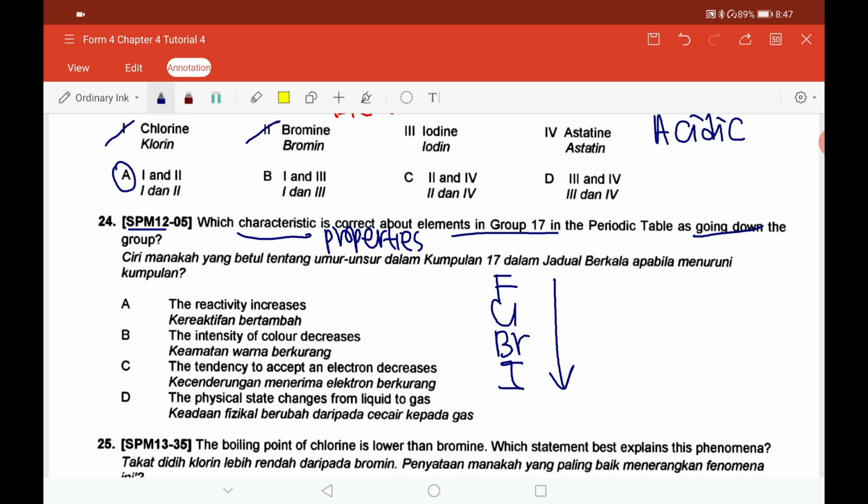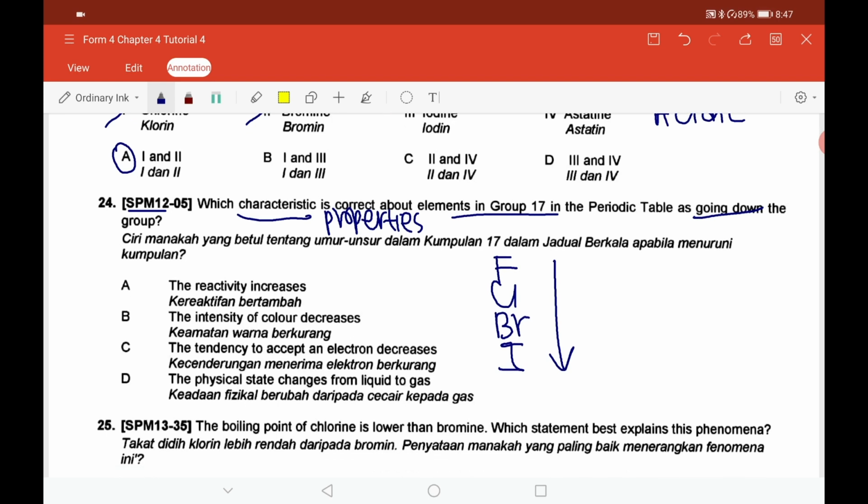Let's check. Answer A says reactivity increases. This is wrong. Going down group 17, the elements become less and less reactive. So A is wrong.